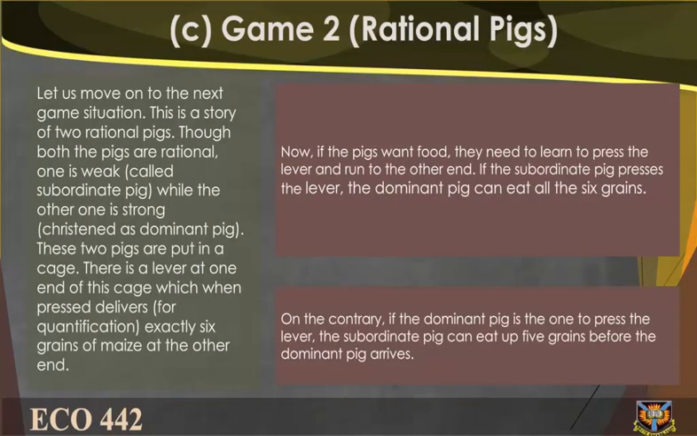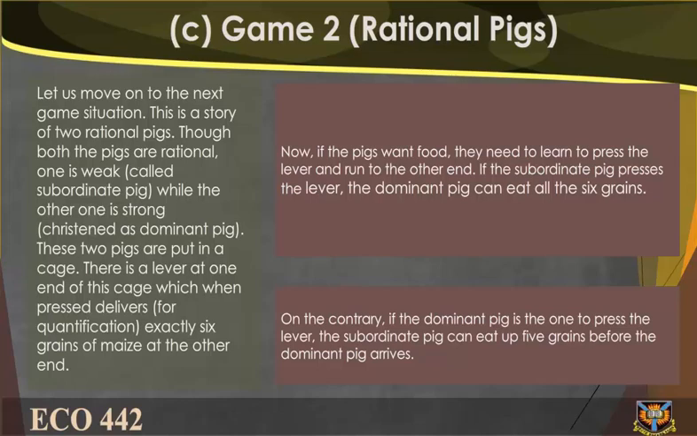C. Game 2. Rational pigs. Let us move on to the next game situation. This is a story of two rational pigs. Though both the pigs are rational, one is weak, called the subordinate pig, while the other one is strong, christened the dominant pig. These two pigs are put in a cage. There is a lever at one end of this cage, which when pressed delivers, for quantification, exactly 6 grains of maize at the other end.